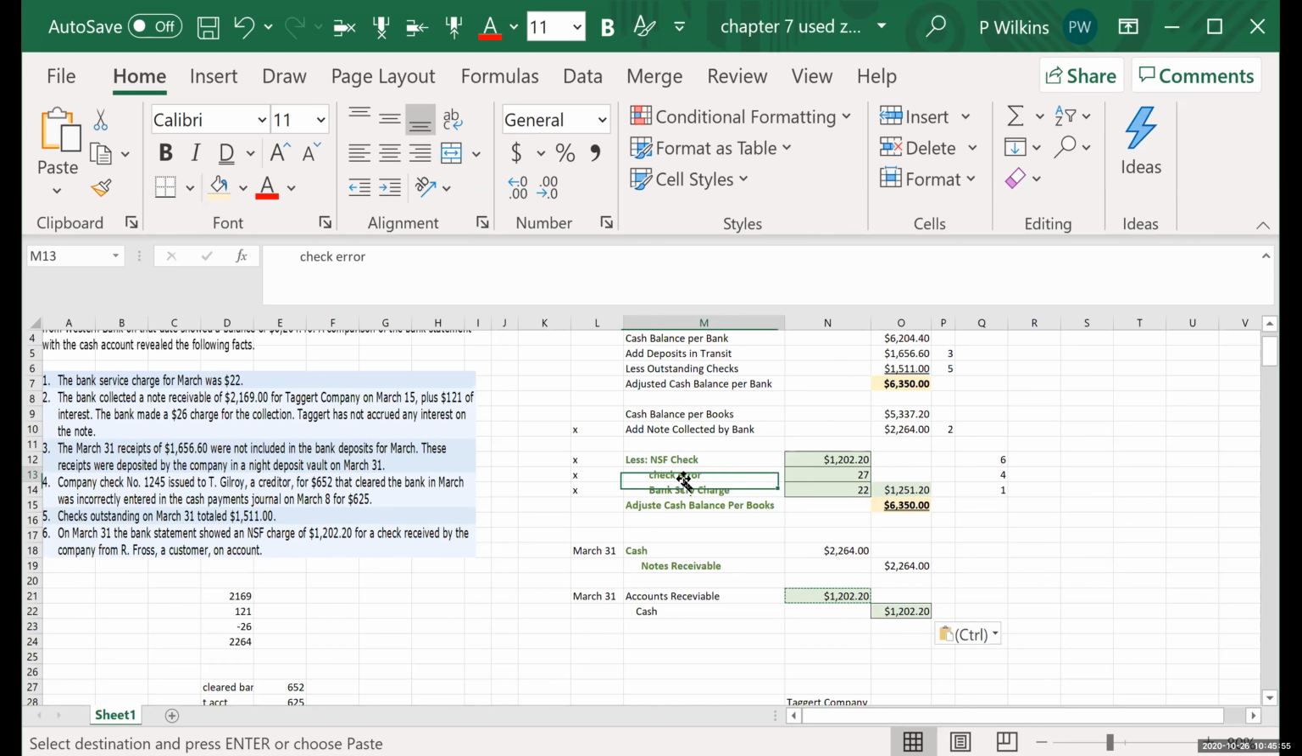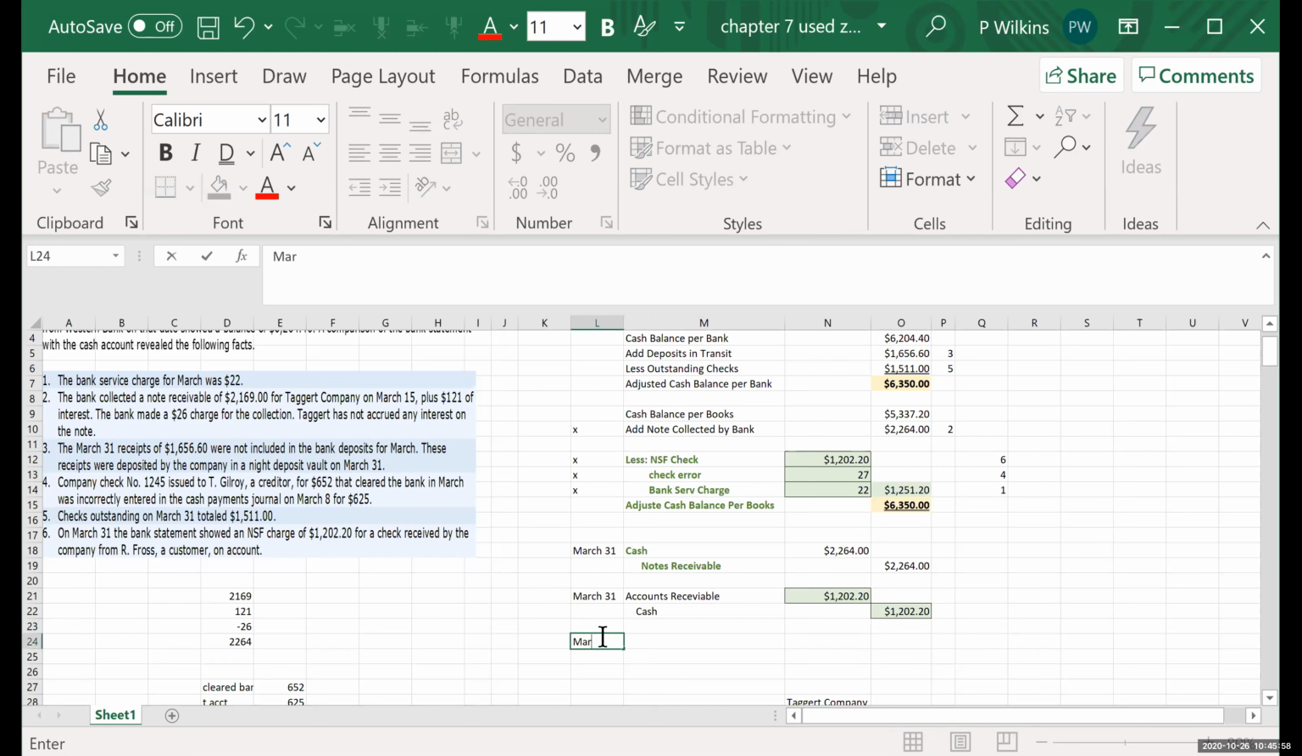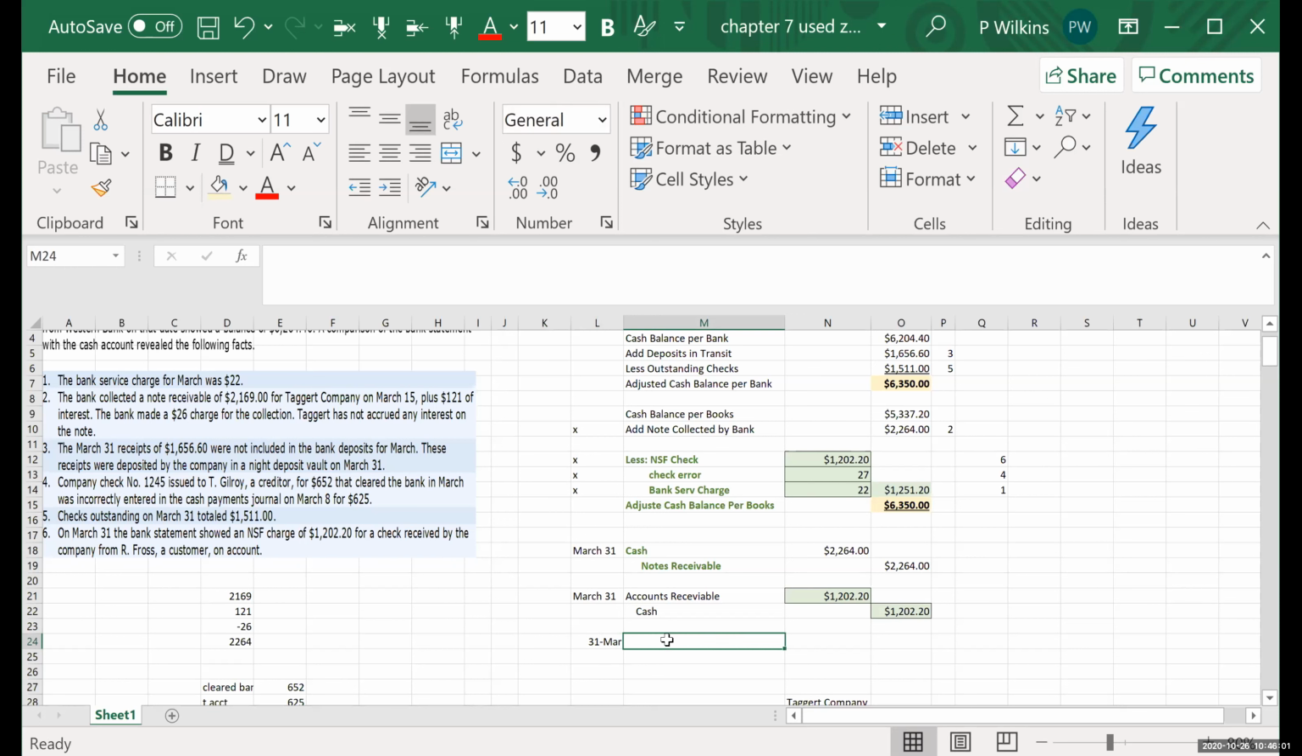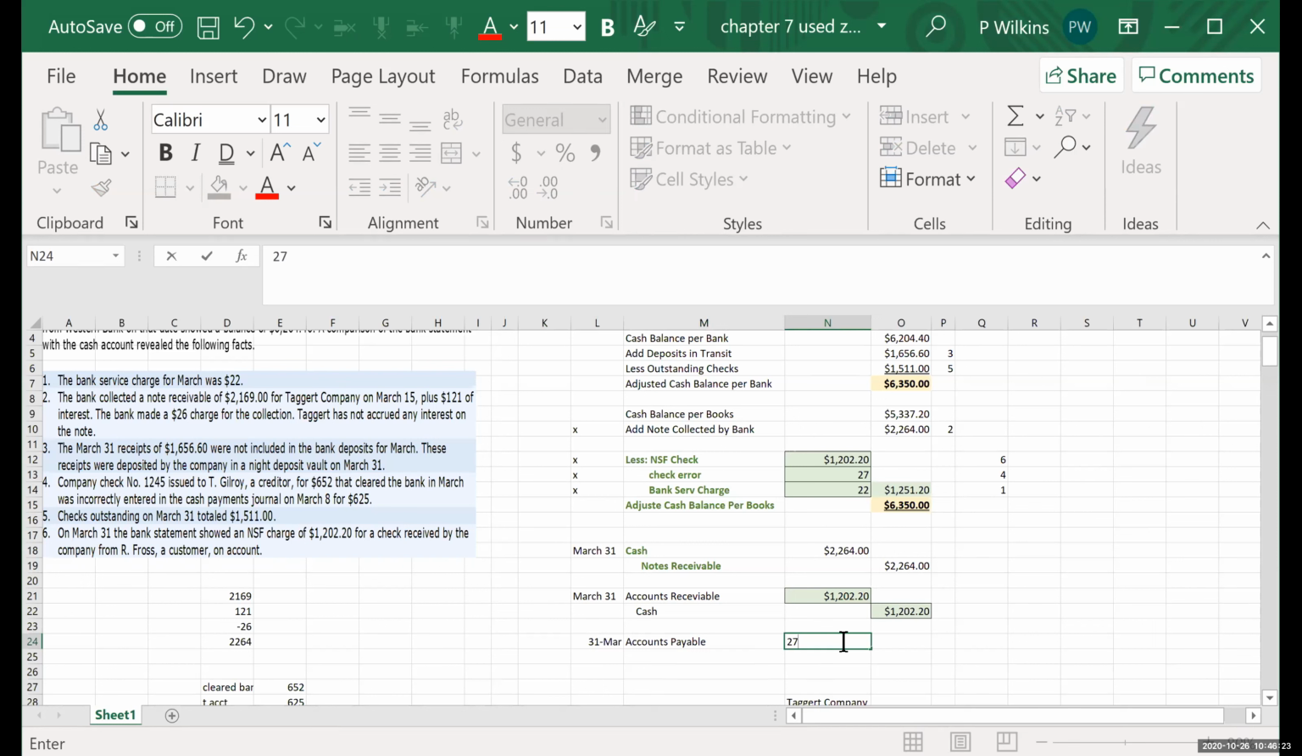Then we're going to go down to the next one here, which is the check error, right? We are going to credit cash. We're going to debit accounts payable because it was a check that we wrote. So we're just going to assume it's accounts payable. You're not going to get anything that's not. Could be payroll or something like that, but in this book, it's only going to be accounts payable if you made an error writing a check. So we are going to debit accounts payable, $27. We're going to credit cash, $27.